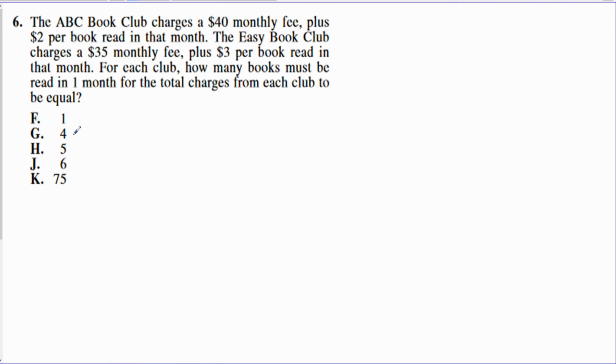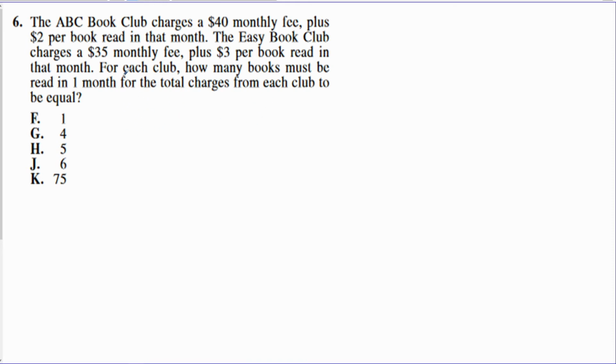You could pull out your calculator and do, okay, $40 plus 2 times 1. Okay, well, that's $42. And then I can check that with the Easy Book Club as well and see if I get the same number. Right, and I can do that for each of these choices, and that's a valid way of getting the answer.